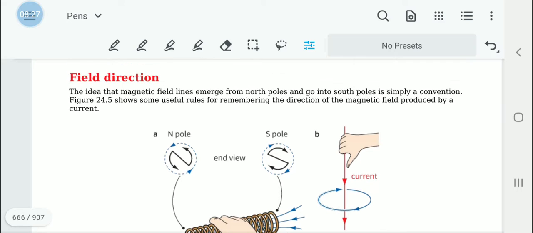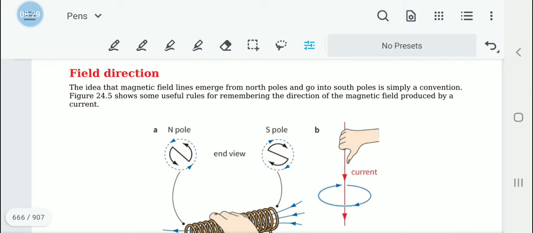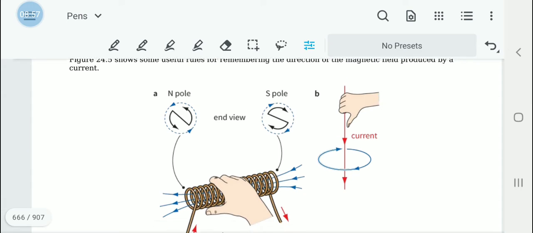Then the direction of the field is something that we should be able to identify and find out. Now we know that it goes from the North Pole to the South Pole, but there are mechanisms to identify these things. So these are the details that we would have.